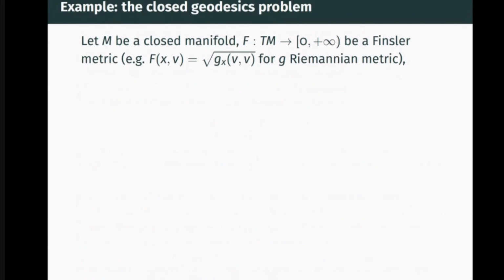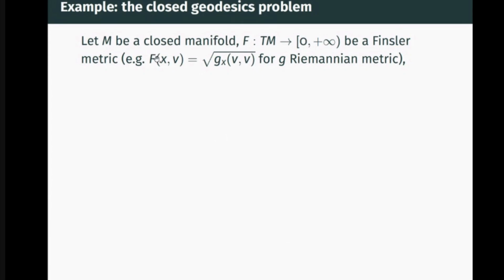Just first, before I do so, let me give an example. The main motivating example is the closed geodesics problem. I think many of you should be familiar with this. I formulate this for Finsler metrics. So let's say we have a closed manifold M and we have a Finsler metric F, a function from the tangent bundle of M to the non-negative numbers.